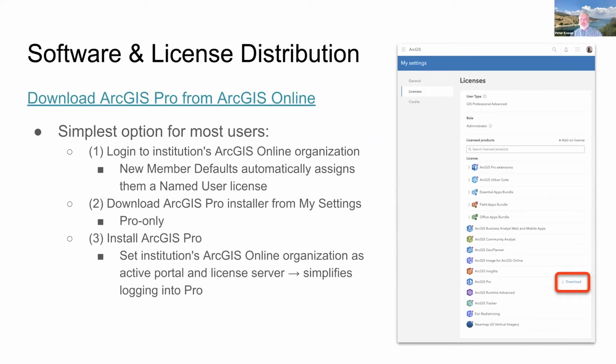Software licensing and distribution. Well, most people are after ArcGIS Pro, and that's really easy to get now. The simplest option is just to log into your institution's ArcGIS Online organization. And if you've got single sign-on and new member defaults all set up, that automatically is going to assign them a named user license. They can then go to My Settings and download the Pro installer right from there.